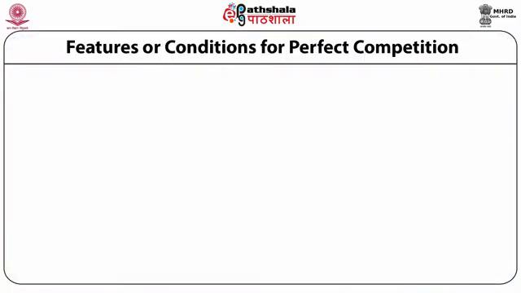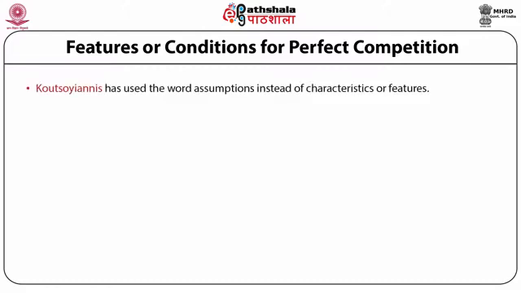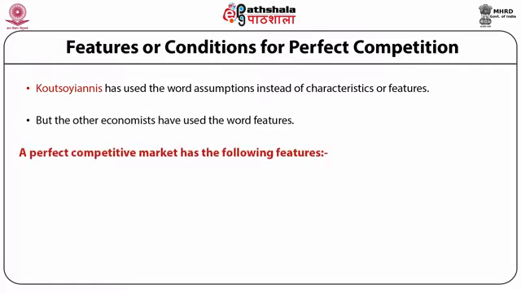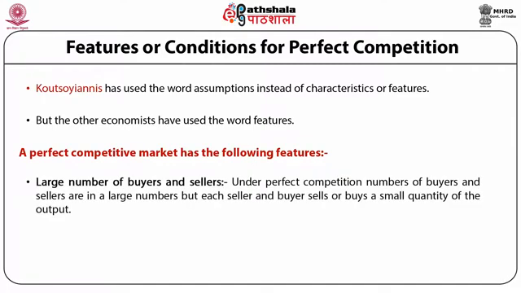Features or conditions for perfect competition. Professor Kortswanis has used the word assumptions instead of characteristics or features, but the other economists have used the word features. A perfect competitive market has the following features, that is, large number of buyers and sellers.